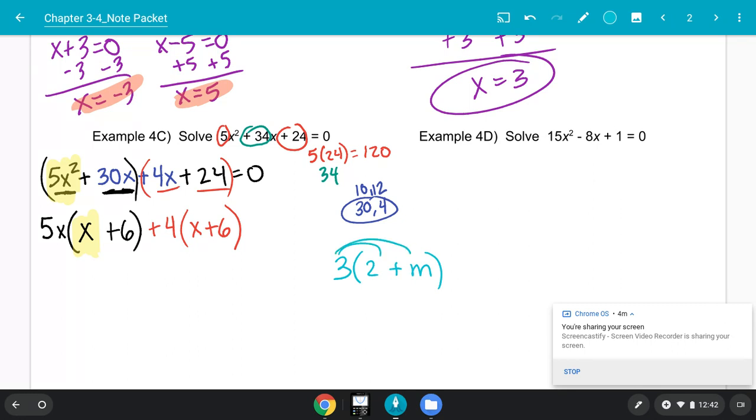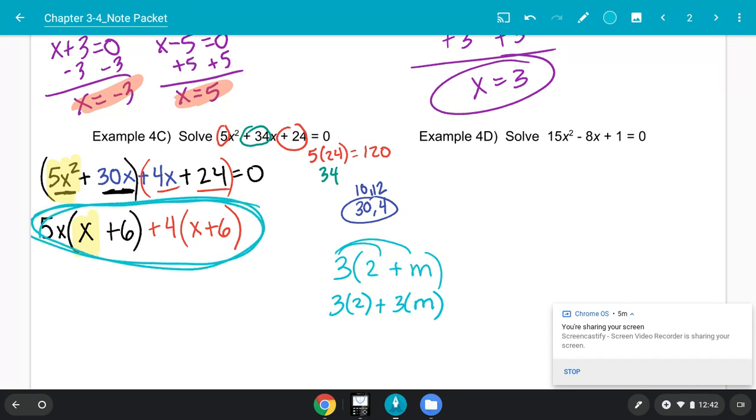If you distribute this, what you're going to end up with is 3 times 2 and 3 times m, correct? So essentially what we have is right here, we are looking at this step. And what we want to do is figure out this piece here. So we're kind of working backwards.